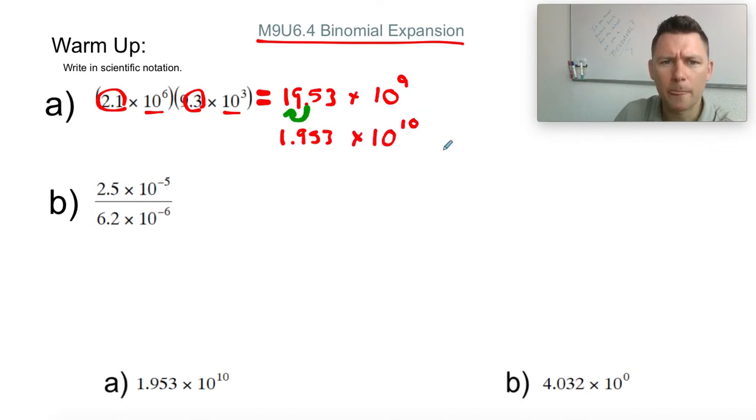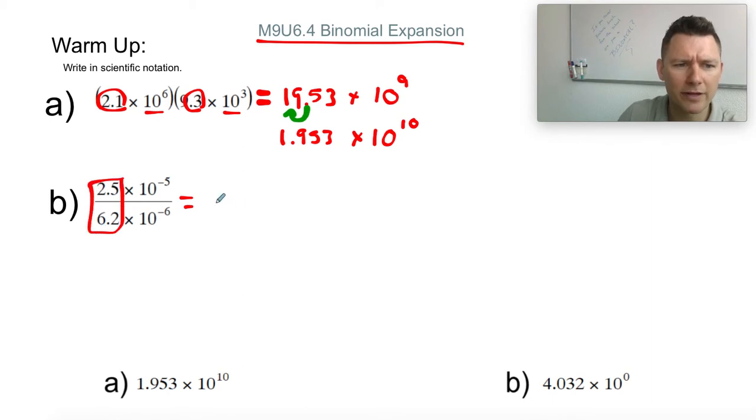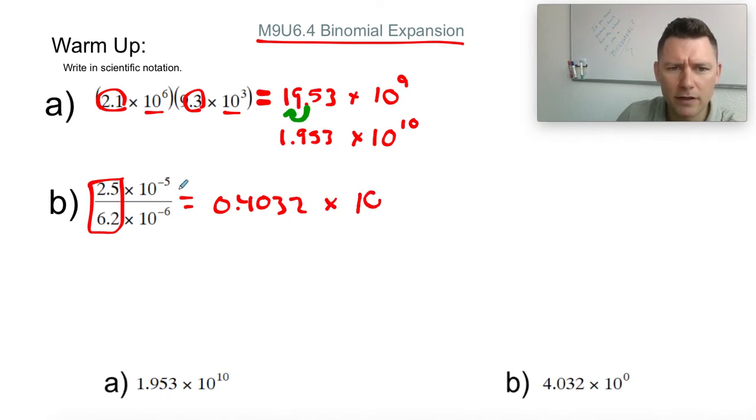Great. You can do the same sort of thing here. This really is when you divide these two. You go 2.5 divided by 6.2, you get 0.403. And then this is times 10 to the, and you subtract these exponents. So 10 to the negative 5 minus negative 6, right?